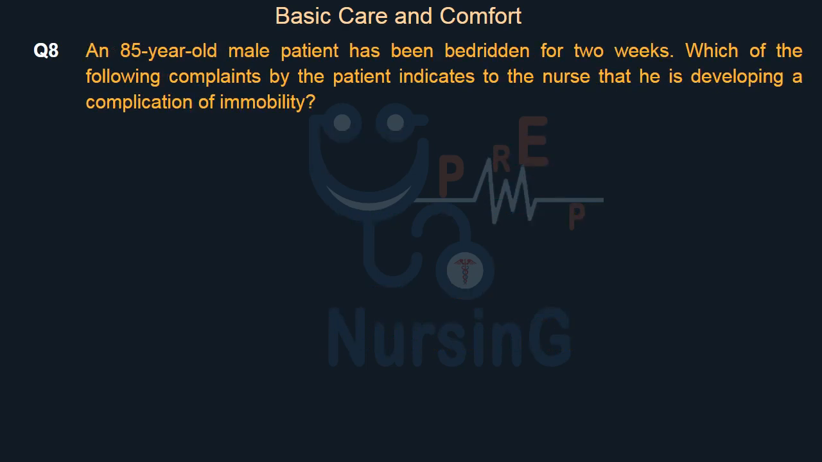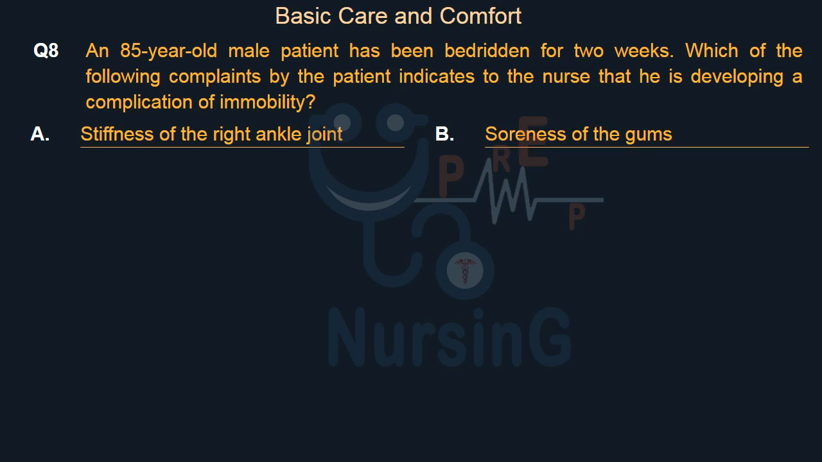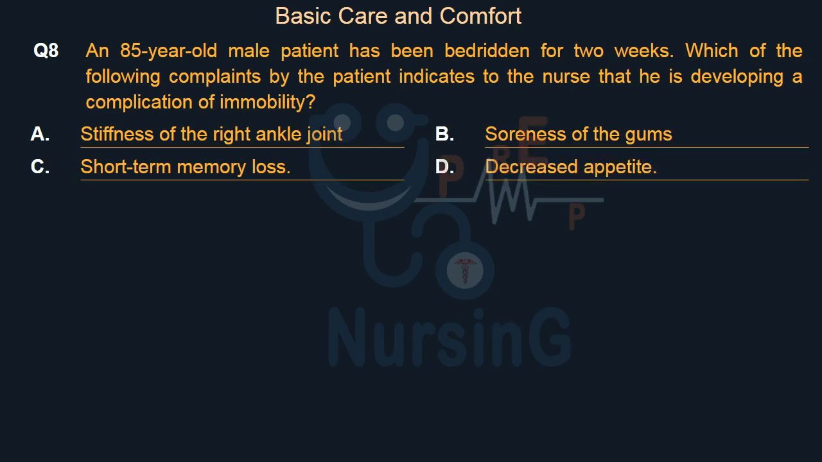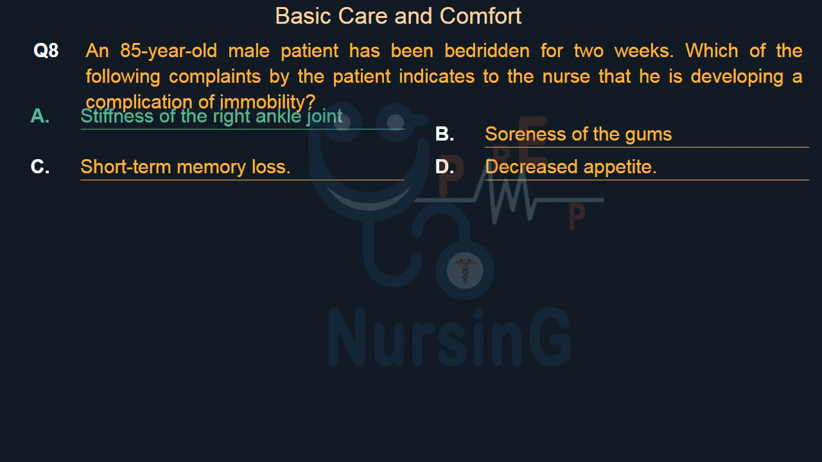An 85-year-old male patient has been bedridden for 2 weeks. Which of the following complaints by the patient indicates to the nurse that he is developing a complication of immobility? Option A. Stiffness of the right ankle joint. Option B. Soreness of the gums. Option C. Short-term memory loss. Option D. Decreased appetite. Right answer is Option A.